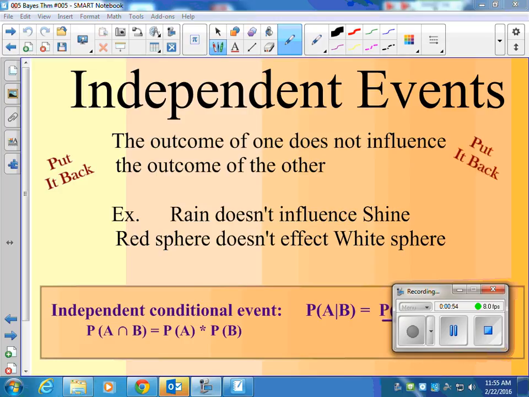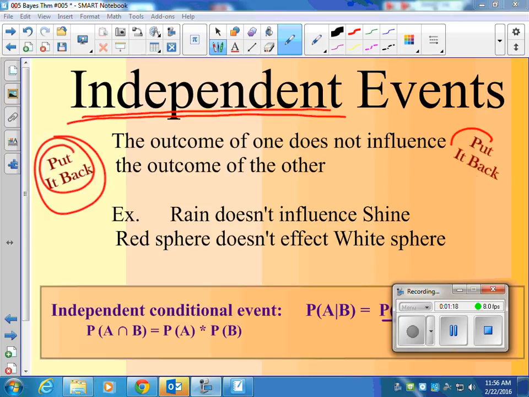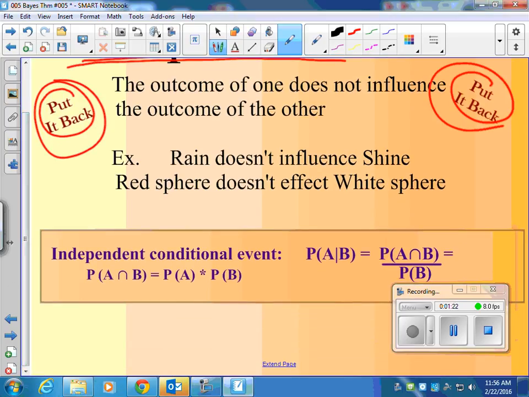Now, independent means that you put it back each time. It means that because I drew a king the first time, it's not going to influence the next time, because when I put it back, it's still 4 out of 52 times 4 out of 52. So independent means the first one doesn't influence the second one. And I just like to think of it this way: you put it back.